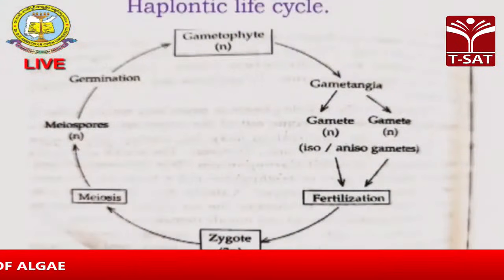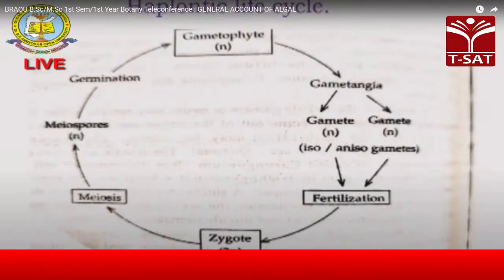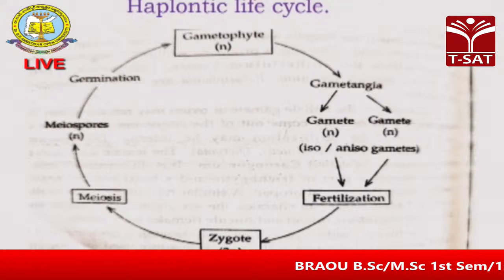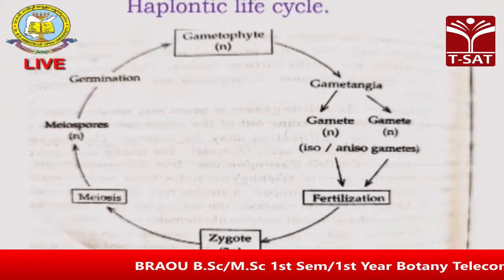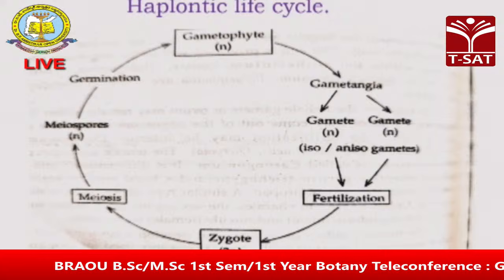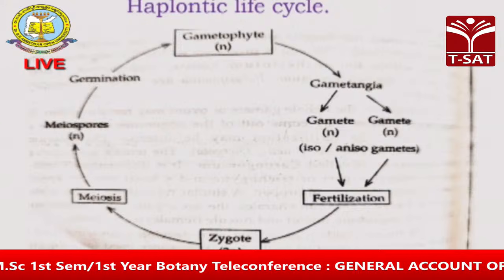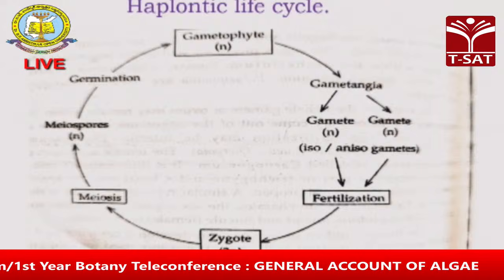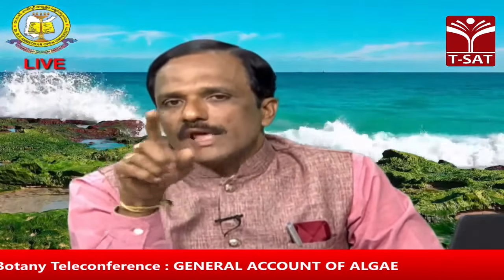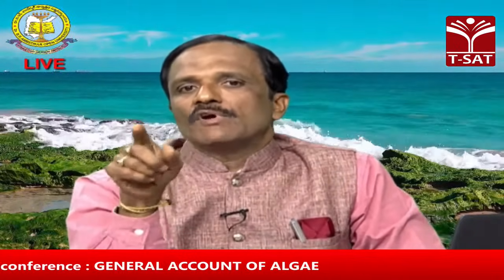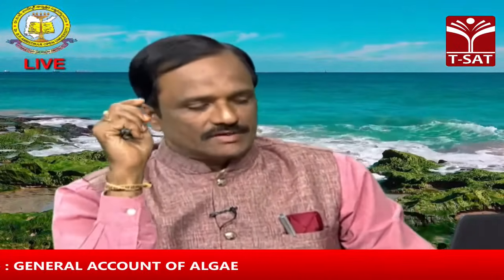Sir, what is the meaning of haplontic life cycles? Haplontic means the gametophytic stage, only the haploid life cycle. This gametophyte produces two gametes, by isogamy or anisogamy. After fertilization, the zygote formed is at 2n stage, that is the diploid stage. After meiosis, it produces a new plant. This type of life cycle we call haplontic life cycle.